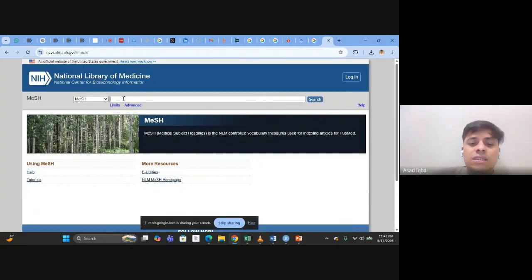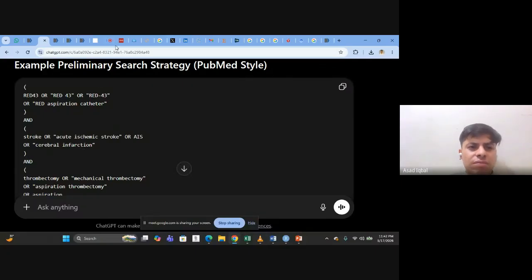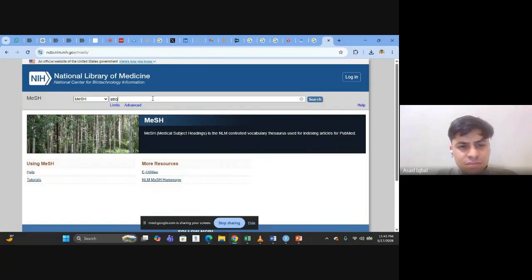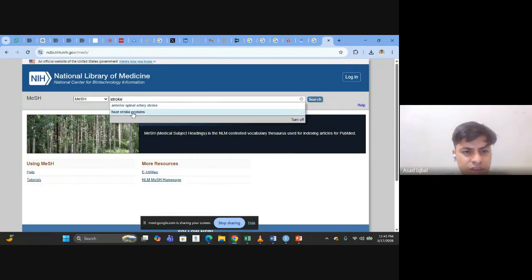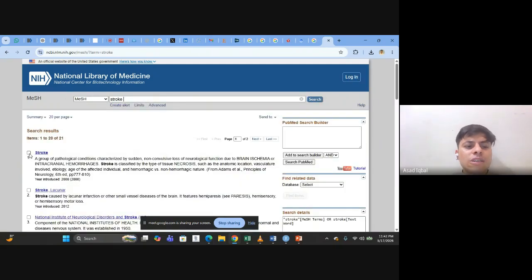MeSH means Medical Subject Heading, right? Not every word has a MeSH term. Some common words may have one. For example, stroke. Where is it? Heat stroke protein, anterior spinal artery stroke. So we don't have, let me search it. Yeah, this is stroke. So you need to check this.